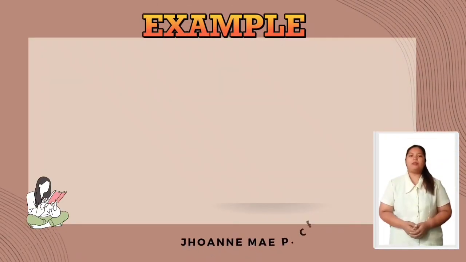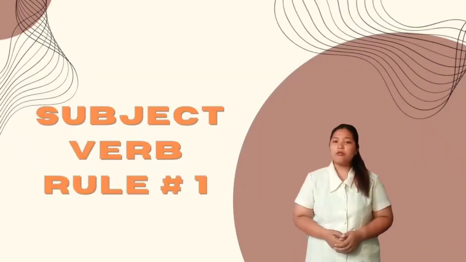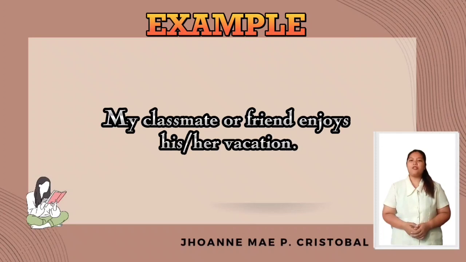For example, my classmates and friends enjoyed their vacation. My classmates and friends are plural form. "Or" and "nor" joiners work somewhat differently from "and." While the word "and" seems to add things together, "or" and "nor" do not. For example, my classmate or friend enjoys his or her vacation. My classmate is singular, friend is singular, enjoys is singular.